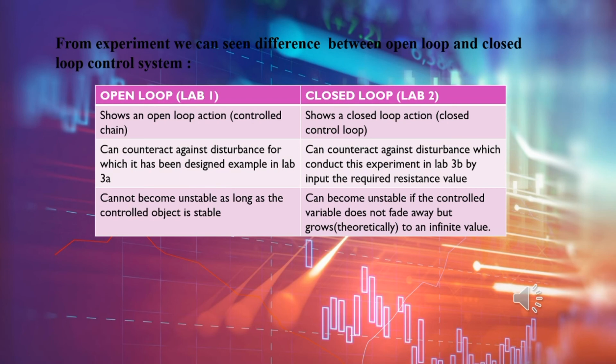For the closed loop, which has been done in lab 2, it shows a closed loop action, which is a closed control loop. It also can counteract against disturbance, and we conducted this experiment in lab 3B by inputting the required resistance value. It also can become unstable if the control variable does not fade away but theoretically grows to an infinite value.